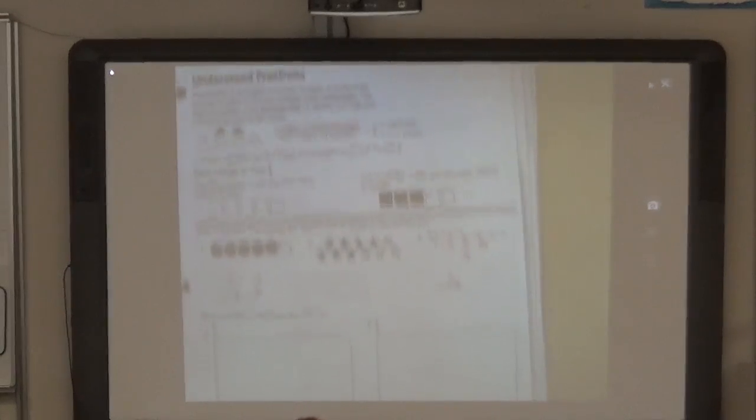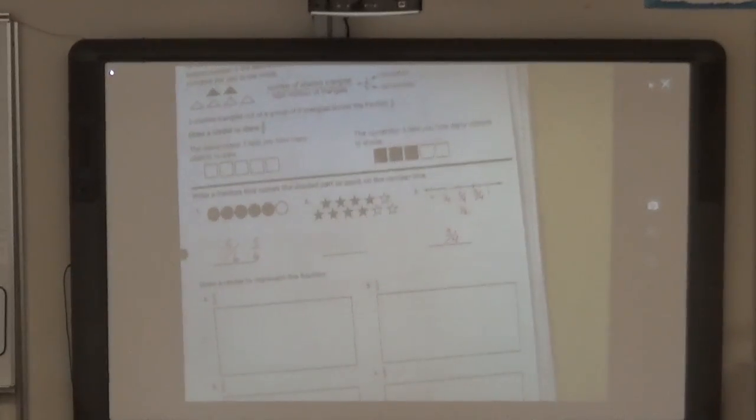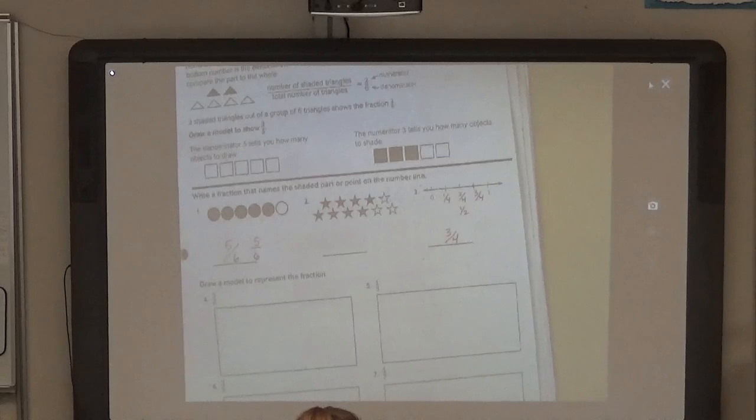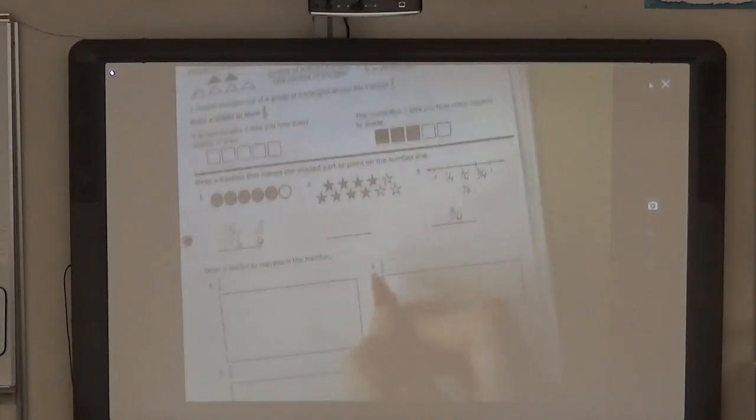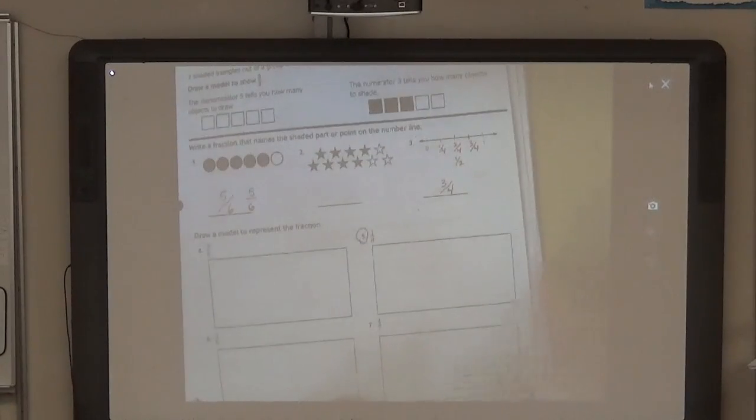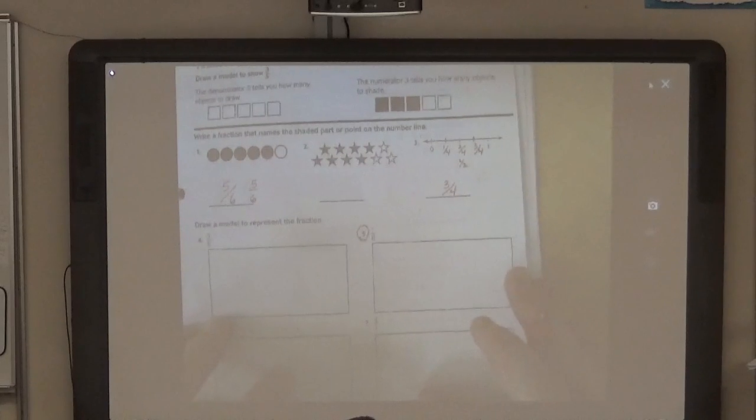Let's go to number 5. We're doing the odds here, if you haven't noticed. Number 5. How would you draw 1/8? You would draw some sort of item that can be divided up evenly, and then split it up into 8 parts, and then shade one piece of it.